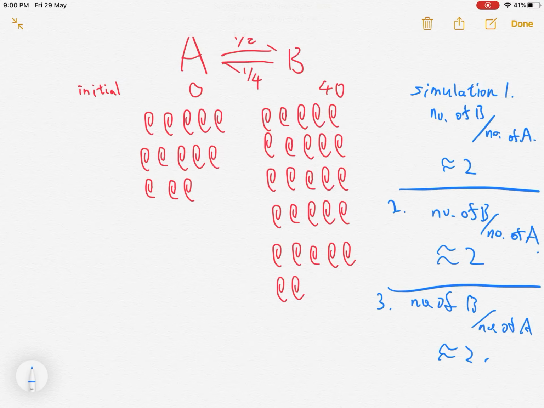For a certain reaction under the same temperature, it means that the 1/2 and a quarter ratio of the conversion from A to B and B to A respectively, they are the same. And then the final outcome, the amount of boy divided by the number of A will be just the same value. And in this case, it is equal to 2. Then it is applicable for all reversible reaction.